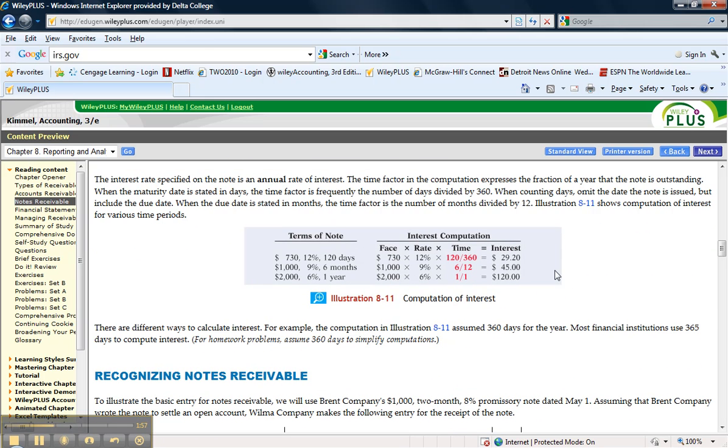Different ways to express or calculate interest depending on the time factor that the terms of the note are discussing. Sometimes you'll see a note written in days, months, or years, so you calculate interest based on that terminology. We use a 360-day year for simplicity when notes are expressed in terms of days.